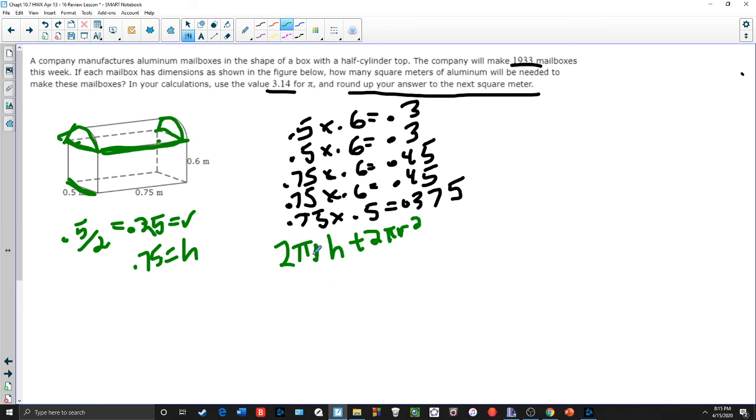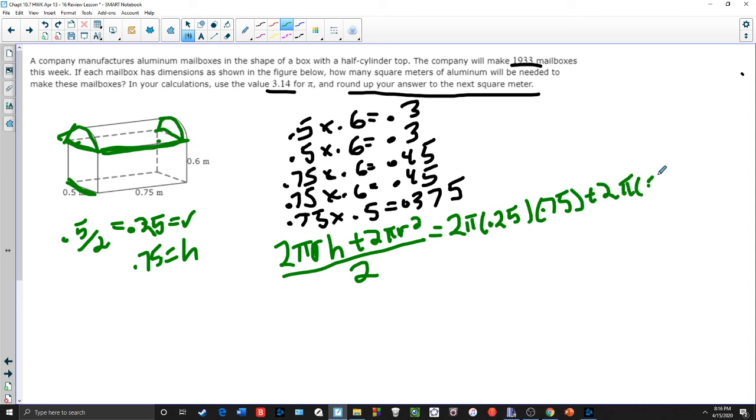And because it's a half cylinder, I'm going to do this and then divide it by 2, because I only want half the cylinder, not the full cylinder, because again it's only a half cylinder on top. So this would be 2 pi times 0.25 times 0.75 plus 2 pi times 0.25 squared. Remember, 0.25 squared is not 0.5. It's asking for 0.25 times 0.25, not plus itself.